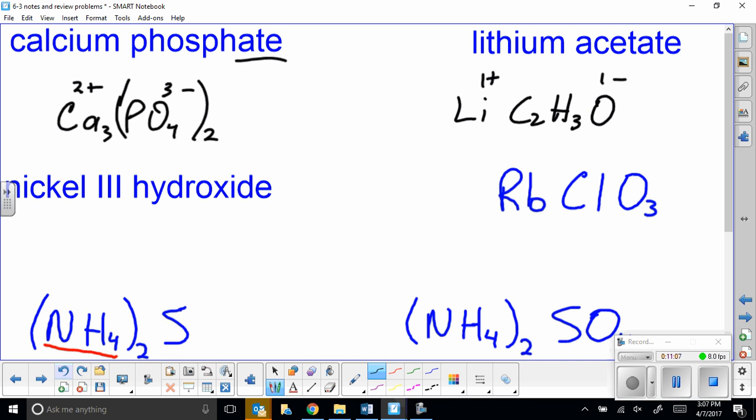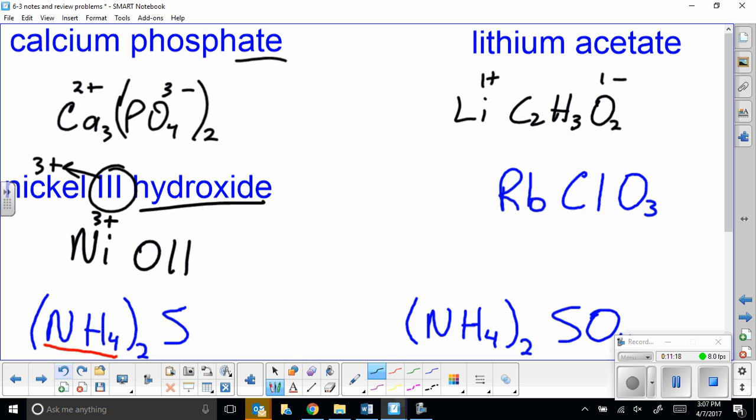Let's see, there's a 2 here. This again, Roman numeral is telling you that this is a 3 plus. So I've got nickel, 3 plus. Hydroxide is OH. Need parentheses there. That's a 1 minus, parentheses to crisscross the 3.